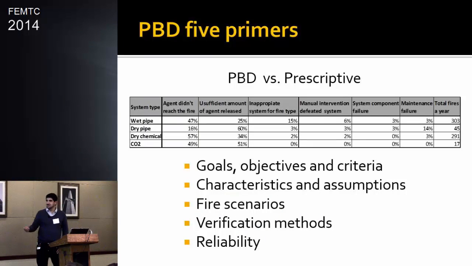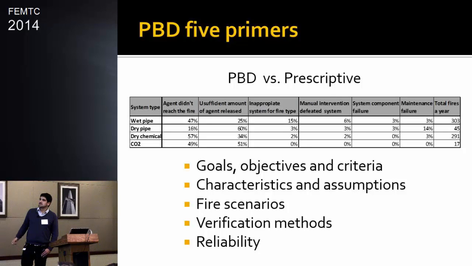All right, so back in 1994, the NFPA started a discussion to decide whether to keep the prescriptive design method for fire sprinkler systems or to move to the performance-based design method. And of course, since 20 years ago, very little has been done to move into the performance-based design method. And they defined five primers to move forward to this new kind of design method.